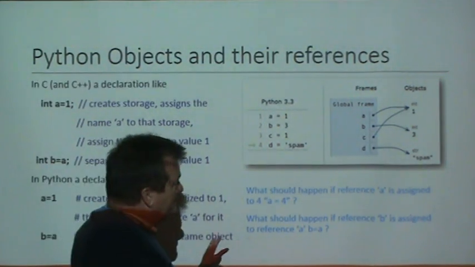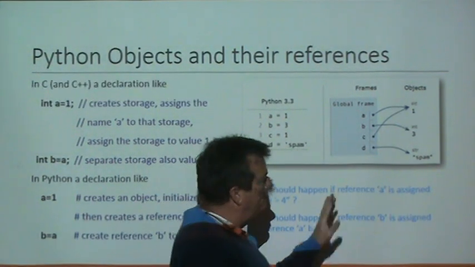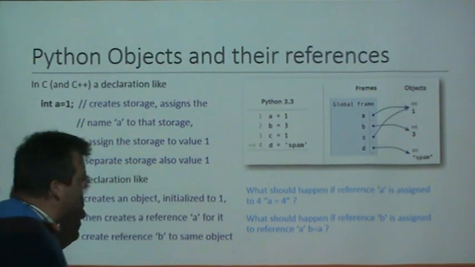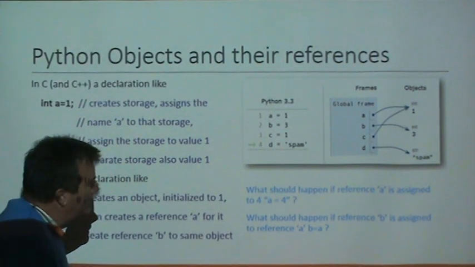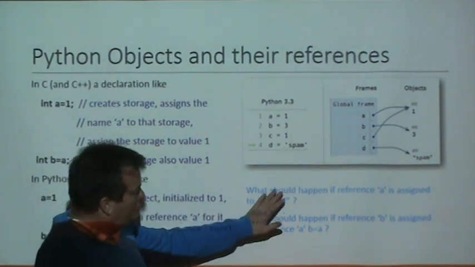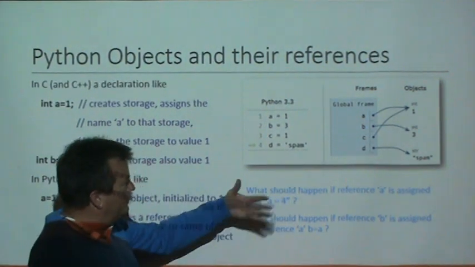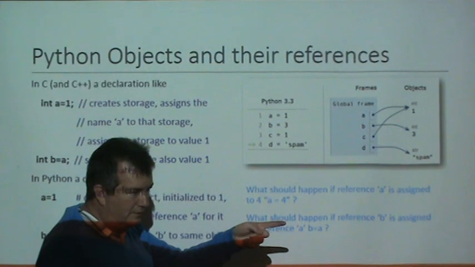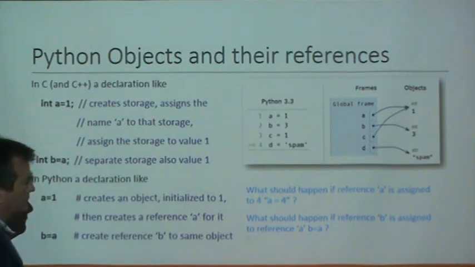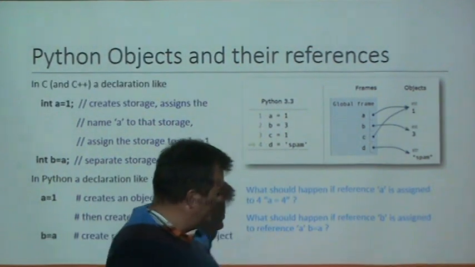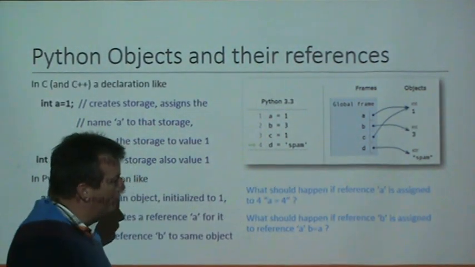So this is a little bit different, and hopefully you don't really need to know what's going on behind the scenes, but sometimes you do. This is why I'm going over this. Okay, so what should happen if reference A is assigned to, if we said, okay, A now equals 4? A should equal 4. And another question, what should happen if reference B is assigned to the reference of A?